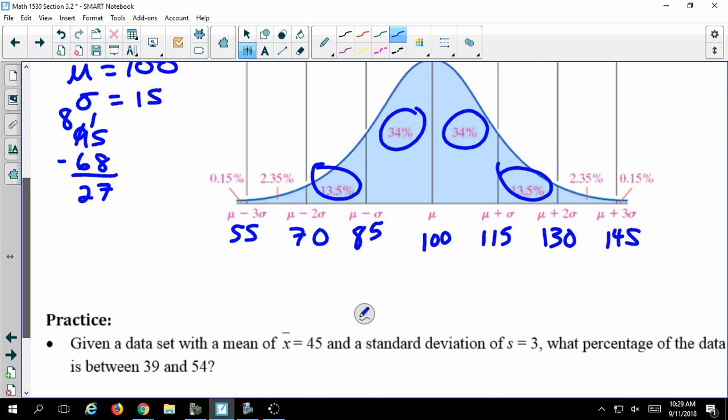Of course, my IQ is way out here. You can't even see it on the graph, but I'm just kidding.